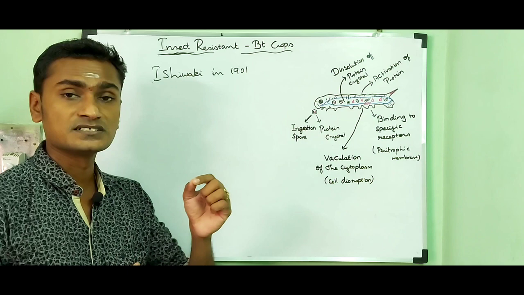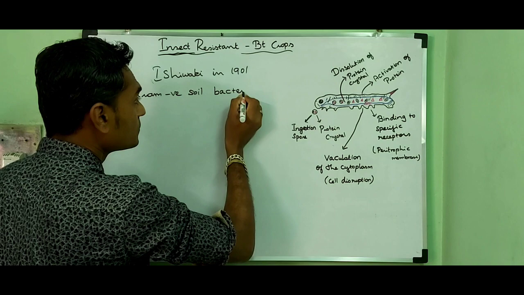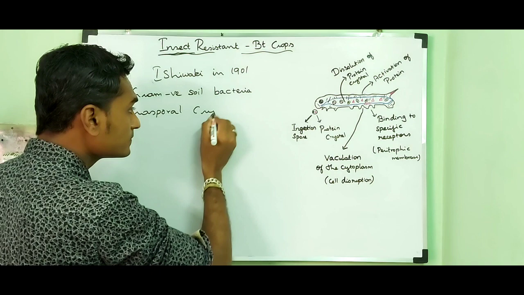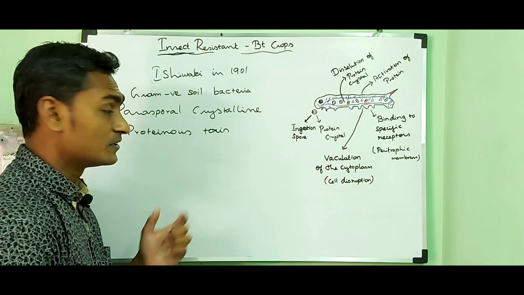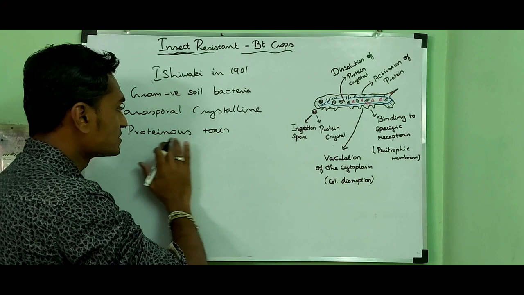Bacillus thuringiensis is a gram-positive soil bacterium which can produce a toxic material called parasporal crystalline proteinous toxin with insecticidal property.